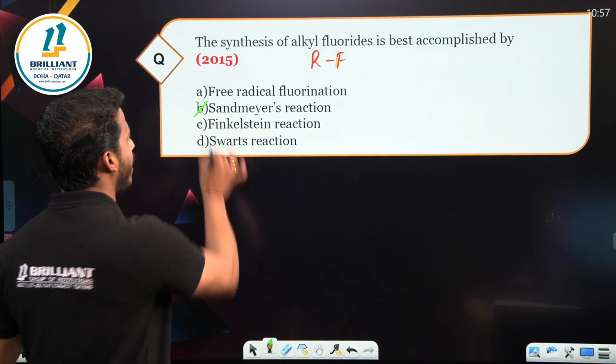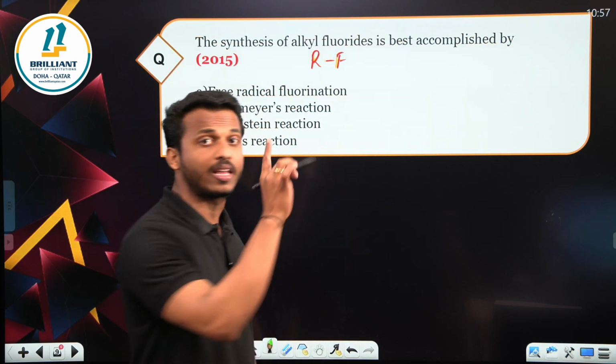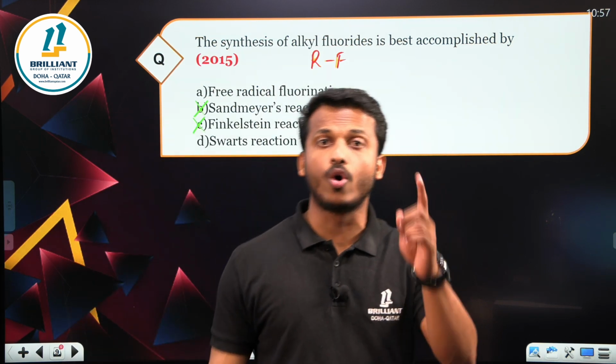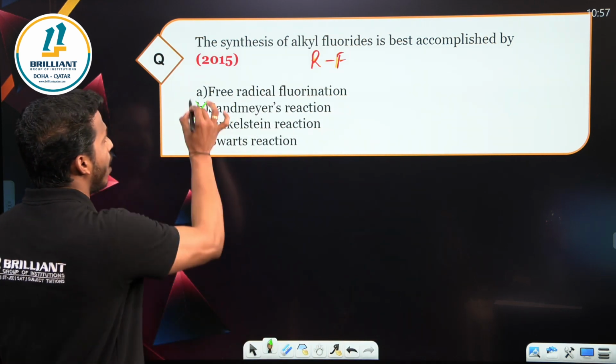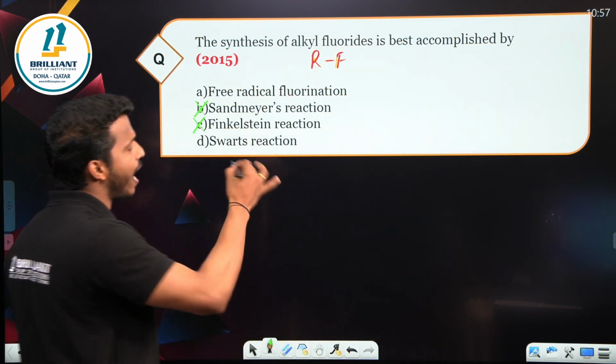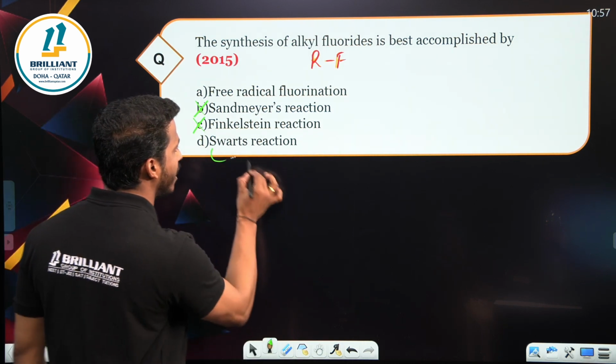Now, the Finkelstein reaction we can cut. What do we use the Finkelstein reaction for? To get alkyl iodide by using sodium iodide in acetone. It's a halogen exchange reaction. Dear all, the remaining options are free radical fluorination or the Swarts reaction. You know what the Swarts reaction is?